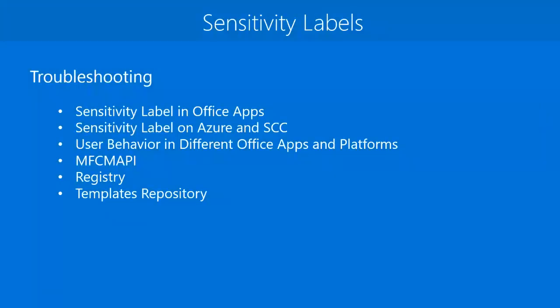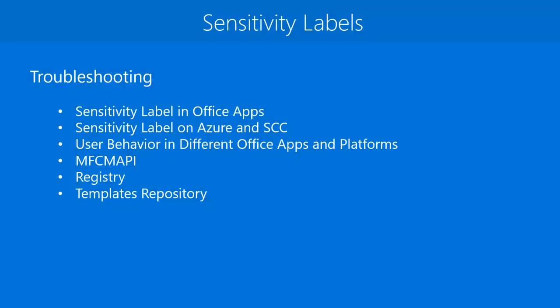All right, now let's talk about how we troubleshoot sensitivity labels issues. Whenever you are troubleshooting a sensitivity label issue, it is very important to isolate the issue. To start with, we first check what the user behavior is.